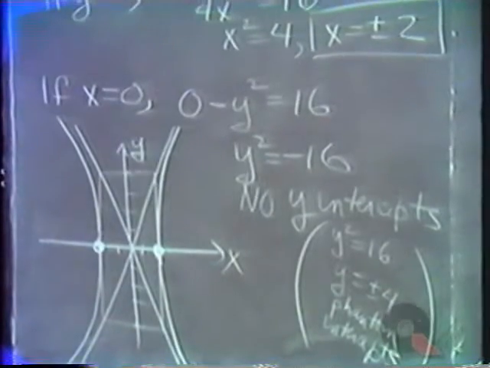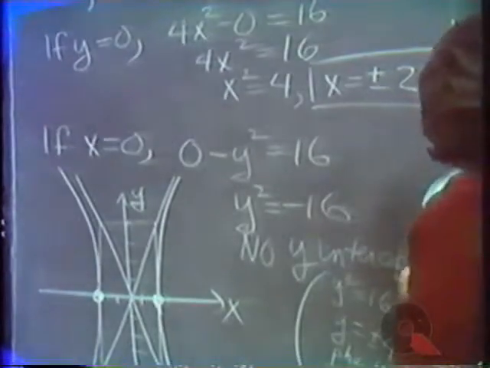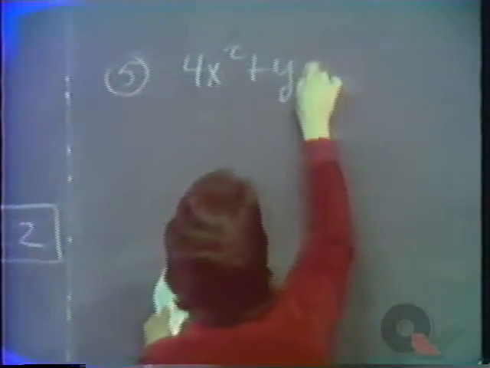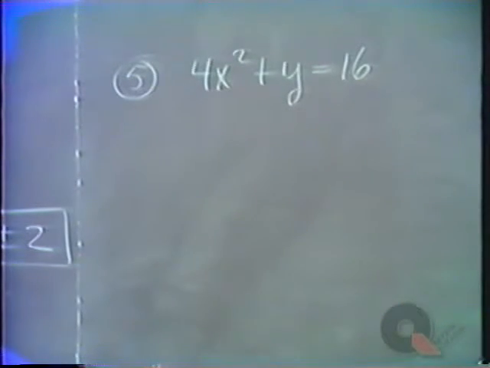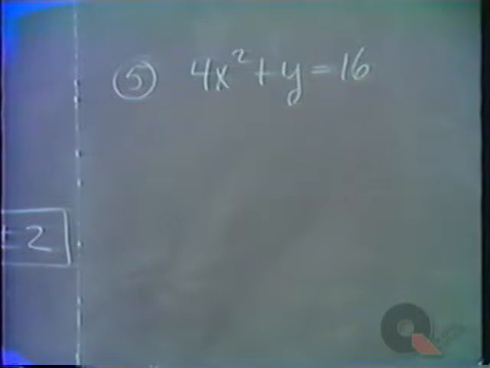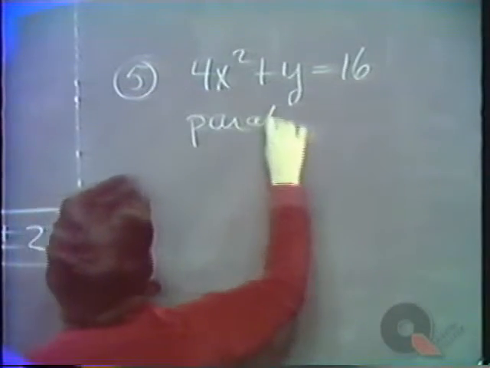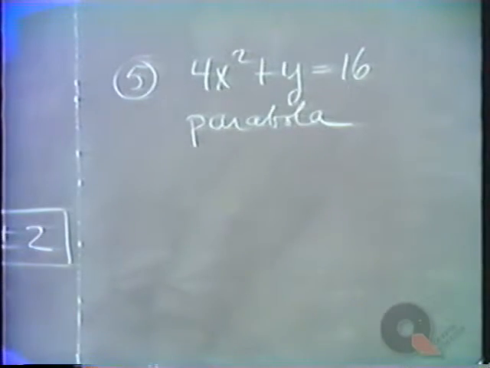Okay. Our next example will be the following. 4x squared plus y equals 16. The first thing to notice here is that x is squared, but y isn't, and therefore this is going to be a parabola. You see that immediately because x is squared, but y isn't. X is to the second power, y is only to the first power.